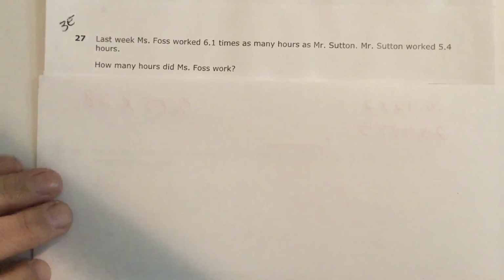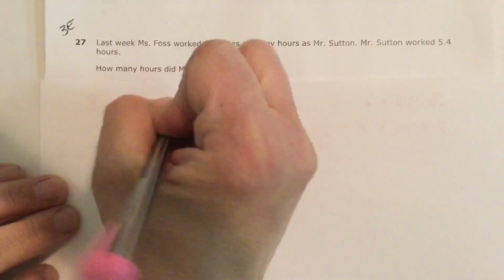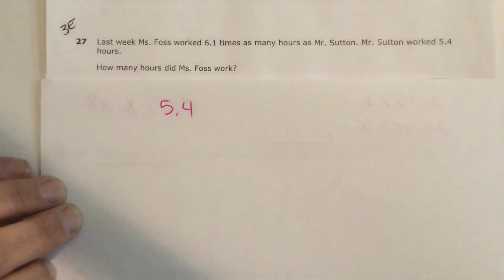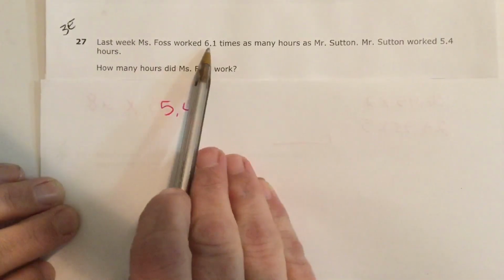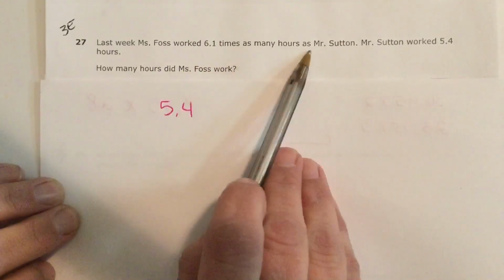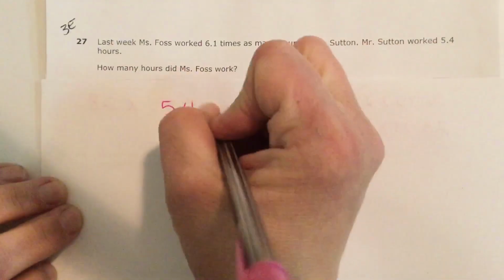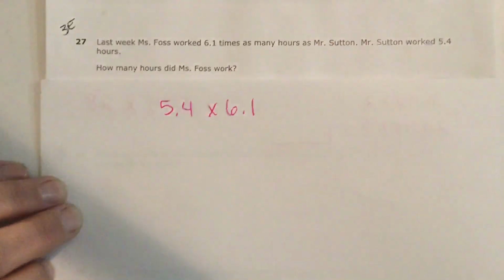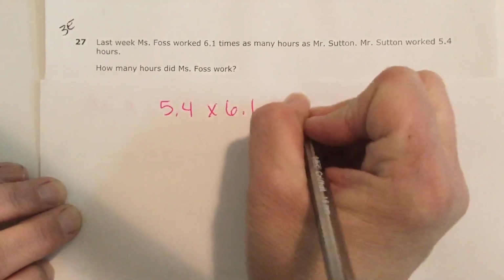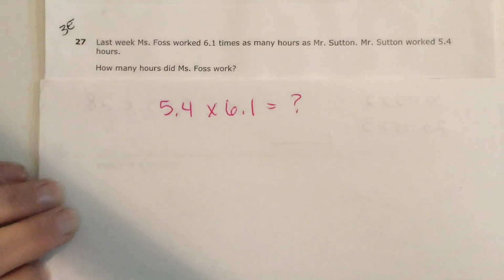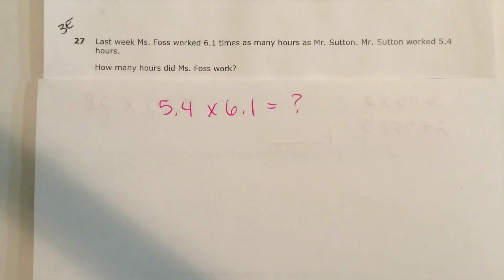Okay, so if I know Mr. Sutton worked 5 4/10 hours and Mrs. Foss worked 6 1/10 times as many hours, we're just going to multiply by 6 1/10. 5 4/10 times 6 1/10. Okay?